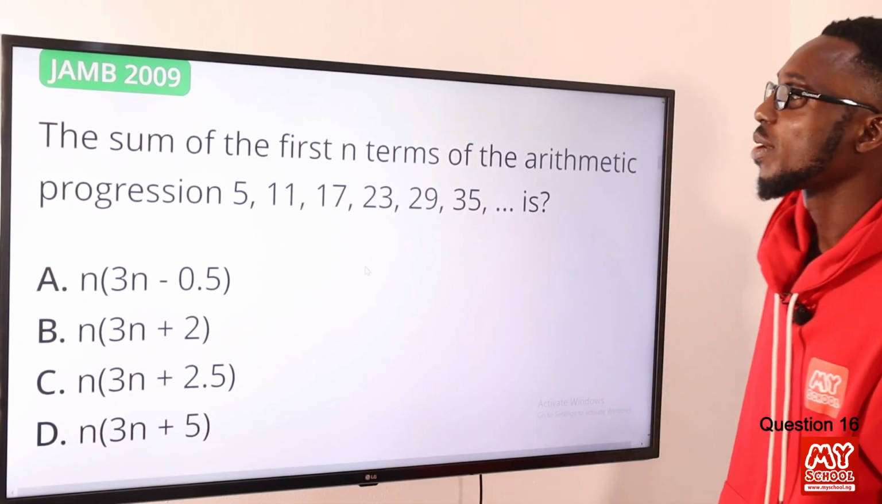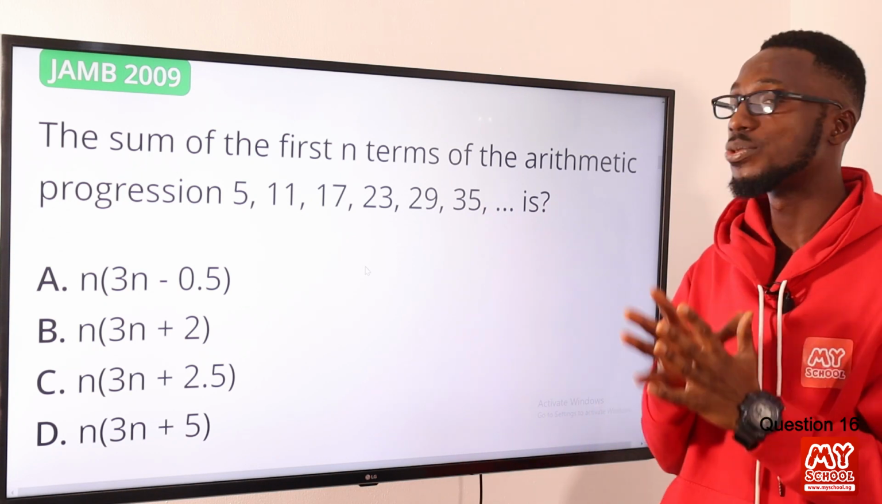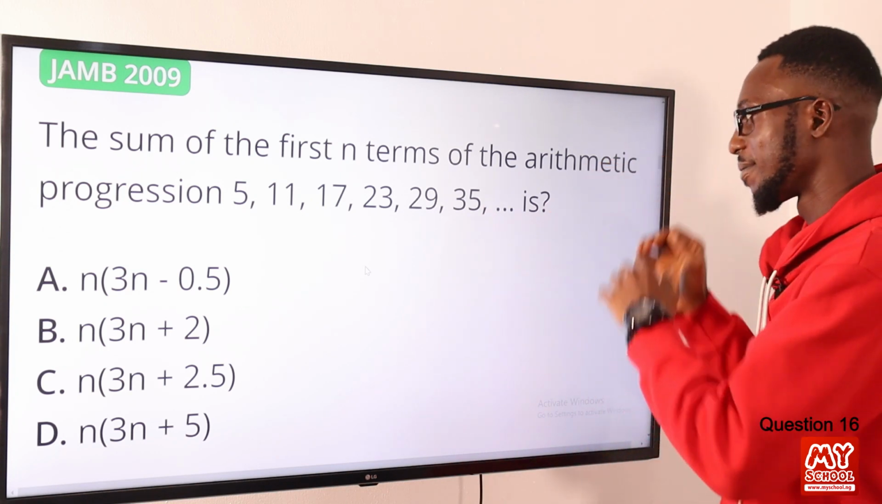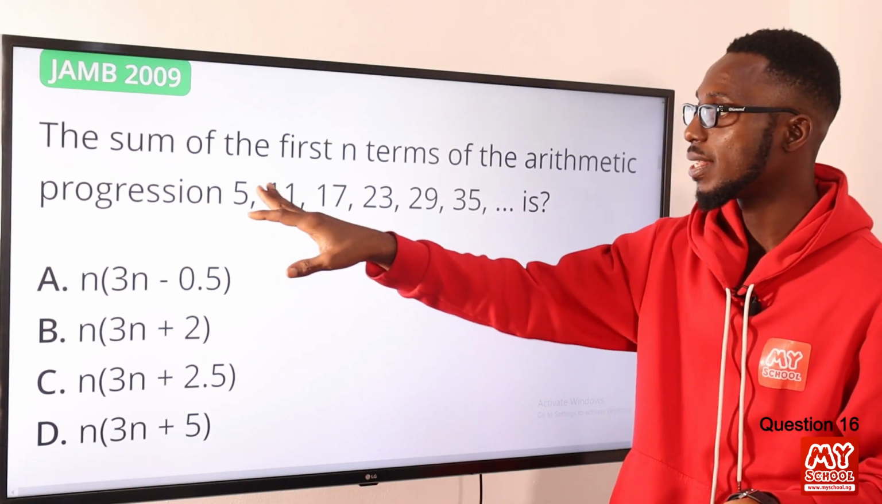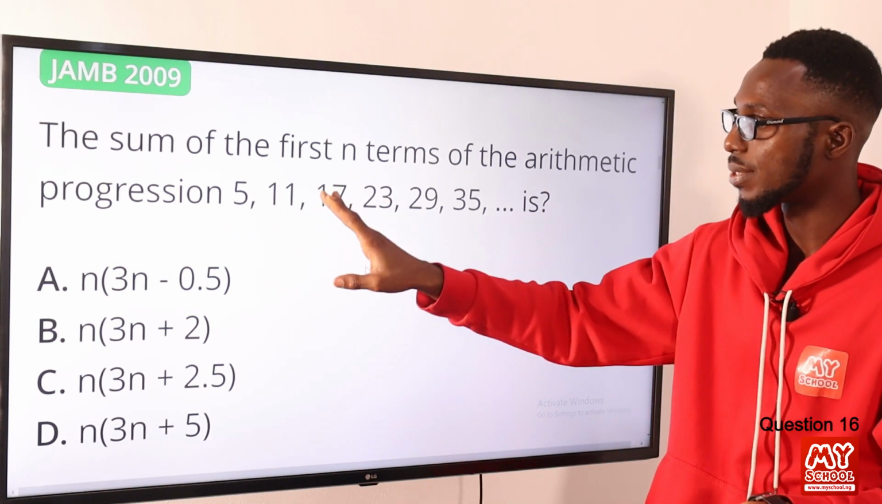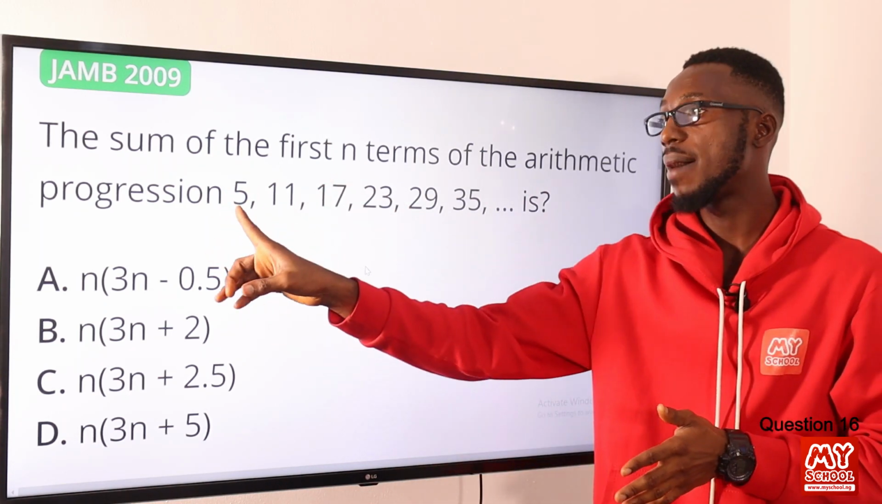16. The sum of the first n terms of the arithmetic progression 5, 11, 17, 23, 29, 35 is what? If you look at the common difference here, you can get that by saying this minus this, or this minus this, or this minus this. If you try that out, you should have your common difference as 6 and your first term as 5.